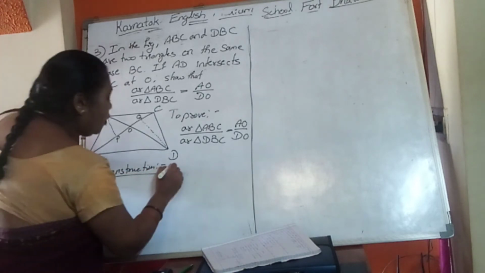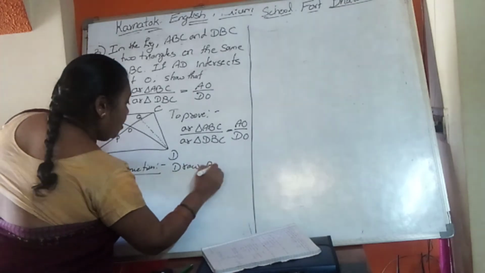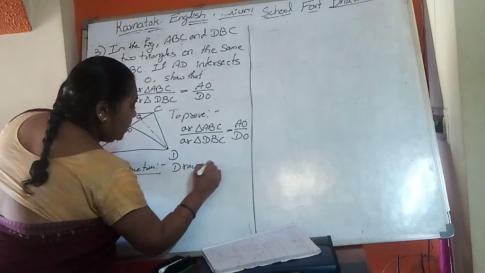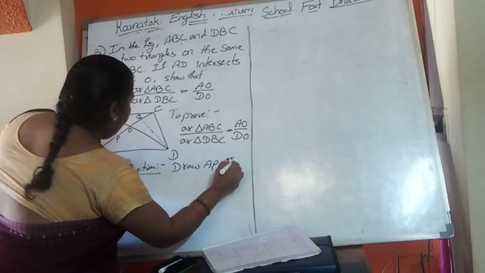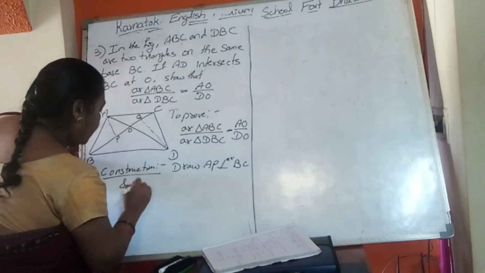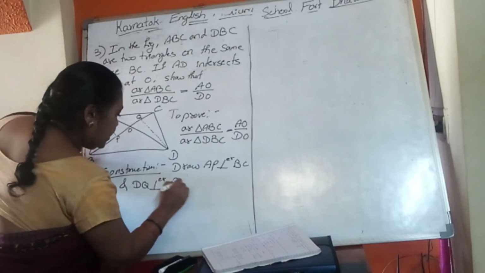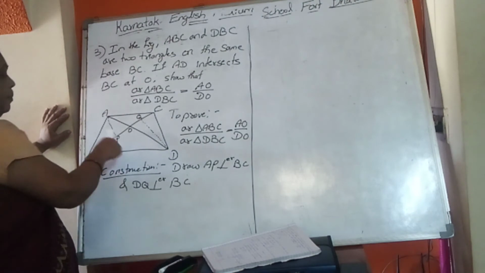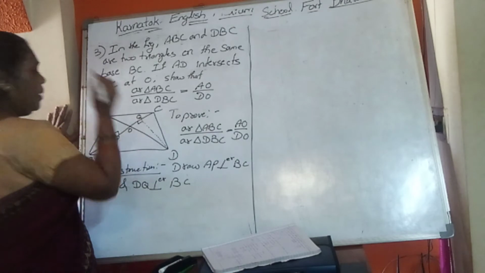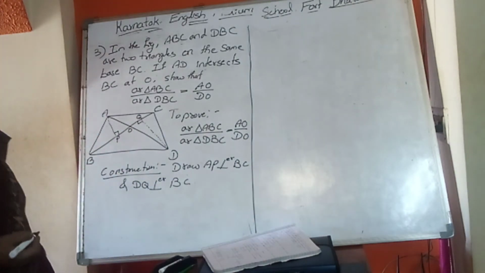Construction. Draw AP perpendicular to BC and DQ perpendicular to BC. AP perpendicular to BC and DQ perpendicular to BC. This is the construction. How can you prove?